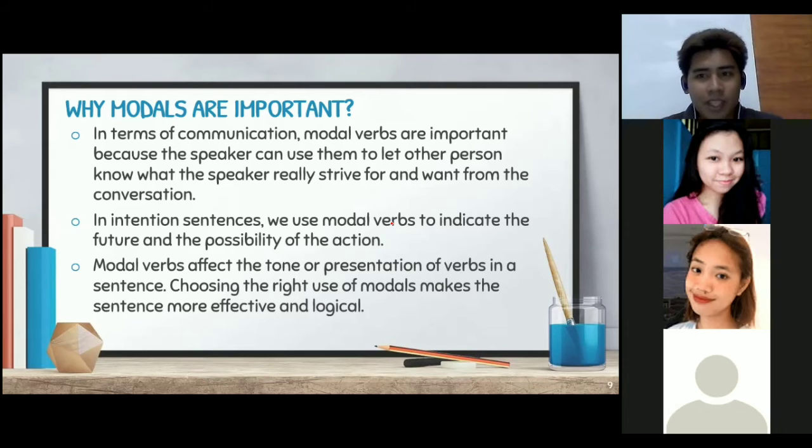It is awkward to use modal verbs in a wrong way, or you can use the wrong modal verb on a typical situation. So always remember, use the right modal verb on the right situation to make it ethical, logical, and more effective as the listeners hear it.